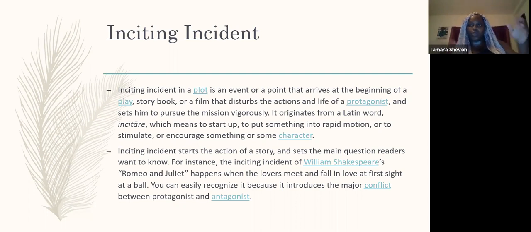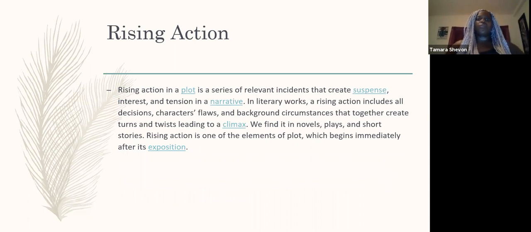So the inciting incident would be what stirs up underneath to start the huge cycle of everything going wrong, basically. Okay? Then you have the rising action. In a plot, it is a series of relevant incidents that create suspense, interest, and tension in a narrative.